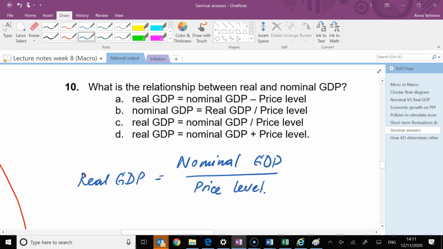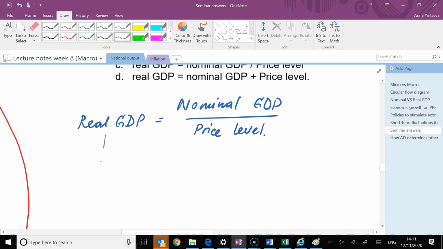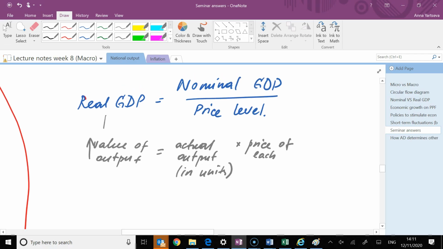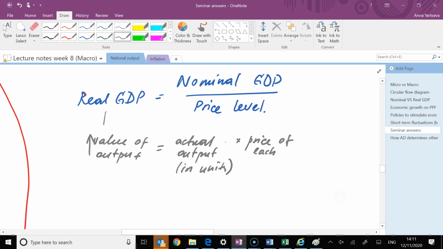Why do we need to calculate this? Because real GDP measures the value of output. It's the measure of value, and value consists of two elements. It combines the actual physical output in units, how many desks we have managed to produce, times the price of each unit, the price of those desks. Whenever we see an increase in the value of output, it can come from an increase in real production or from inflation.